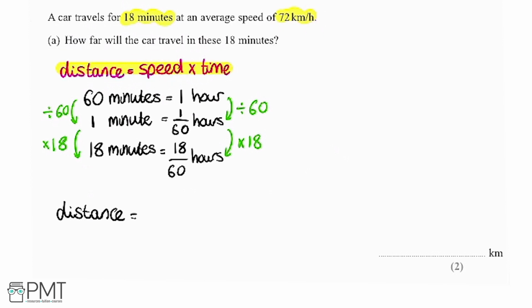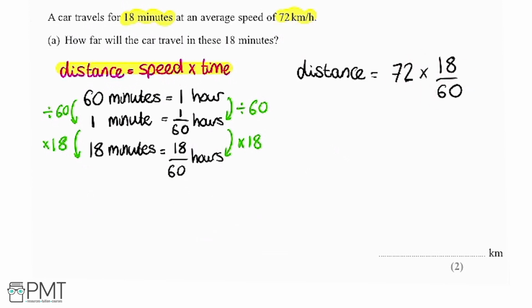So our speed, we're being told that in the question, it's 72 kilometers an hour. Just put 72. And that's going to be multiplied by the time. Well, the time that's taking us to do that is 18 over 60 hours. So 18 over 60. Okay, so we now need to work this out, but because it's a non-calculator paper, we can't just pop this into the calculator.